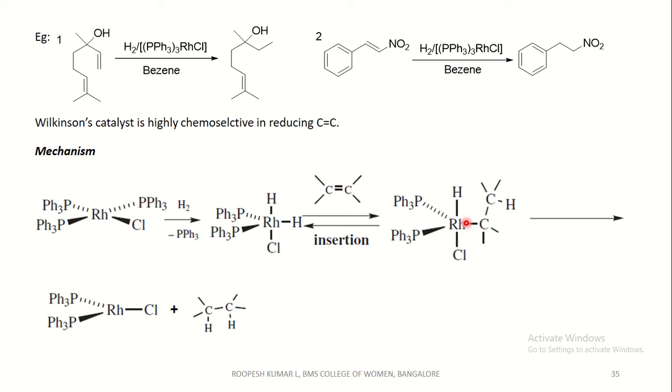That is, one hydrogen from the catalyst is transferred, whereas this double bond comes and attacks the rhodium to form this one. And in the next step, the other hydrogen gets transferred to this carbon with a bond breakage between rhodium and carbon to form the corresponding alkane, and this is bis triphenyl phosphine rhodium chloride.